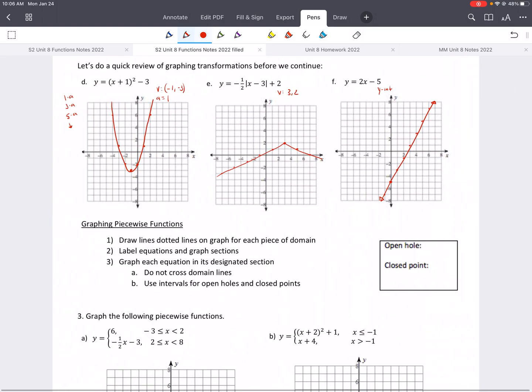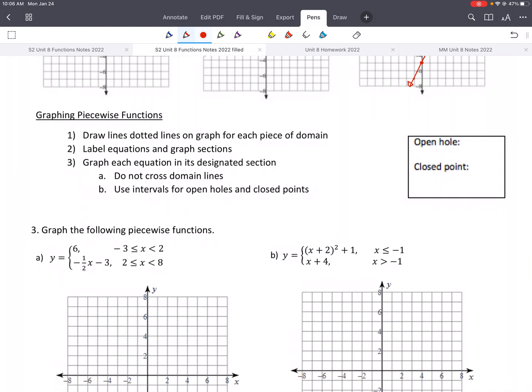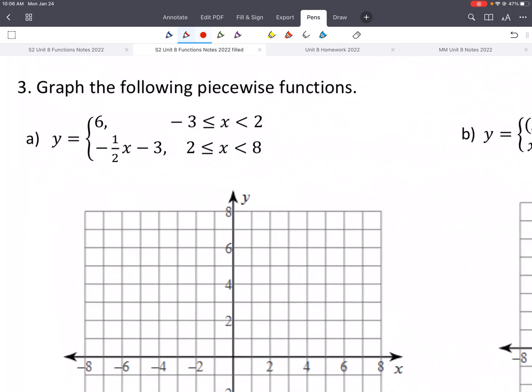Okay, so graphing these, what I would recommend is that you draw dotted lines for each piece of the domain. After that, we can graph each of the equations, but we need to make sure we keep them in the domain that it belongs. Then we also want to check the ends, whether it's going to be filled in or hollow. Okay, so let's go into this problem.